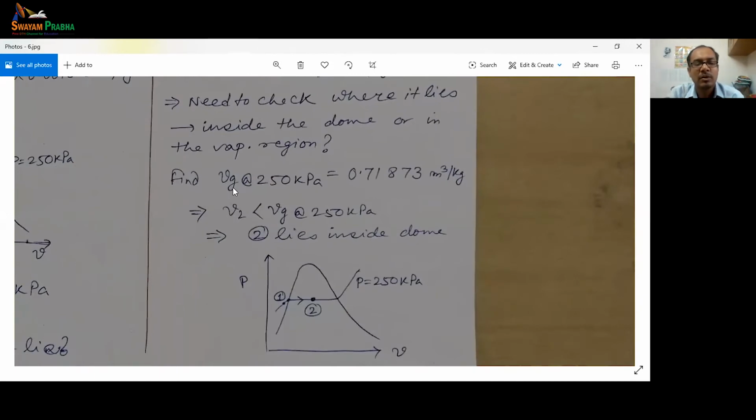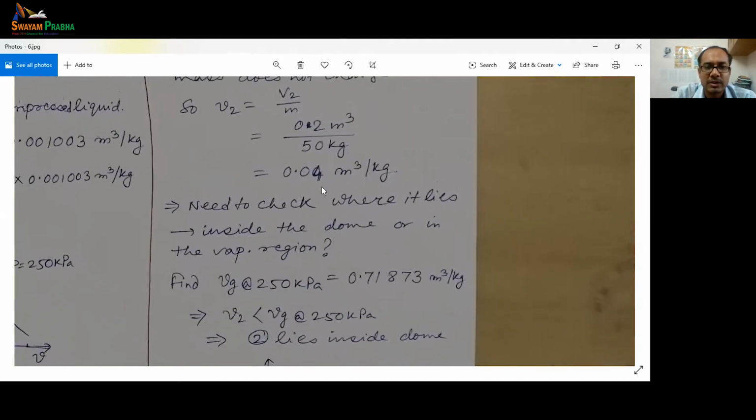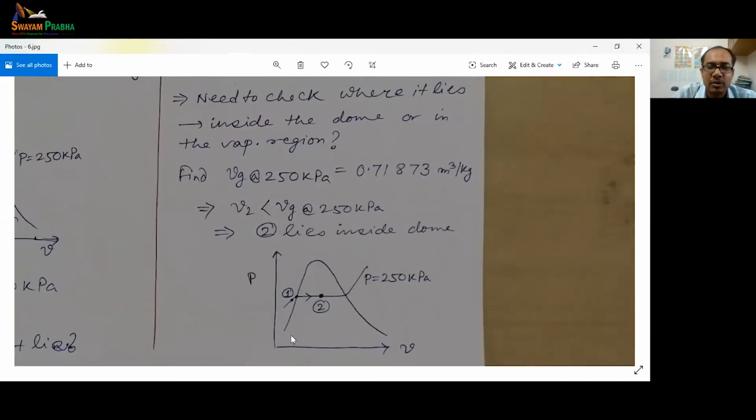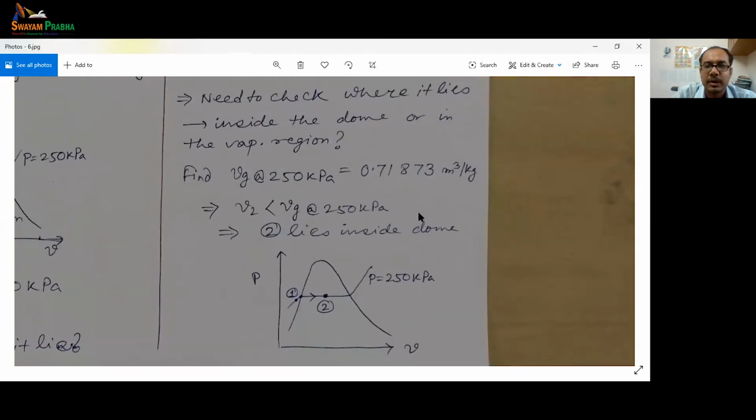For the specific volume of vapor at 250 kPa, we can look up from the table, that's 0.71873 meter cube per kg. So clearly this V2, as we have obtained, is 0.04. So V2 is less than Vg at 250 kPa. Clearly state 2 lies inside the dome. So now we can tentatively write 2 somewhere inside the dome on the pressure line 250 kPa. Clear?